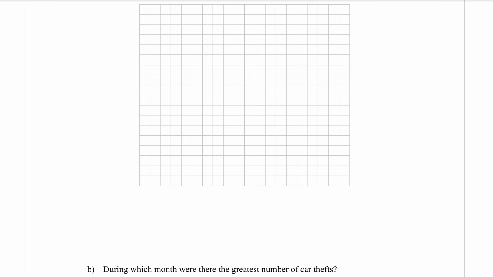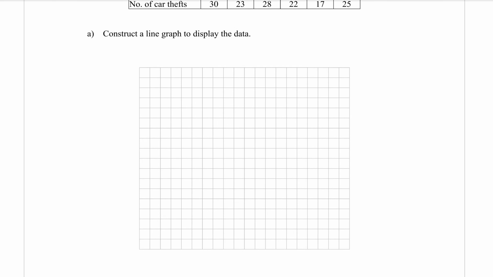So because there's only 6 months there and I have a lovely big piece of grid paper, I'm going to use every second space just to help spread my graph out a bit. So I've got January, February, March, April, May, and June.